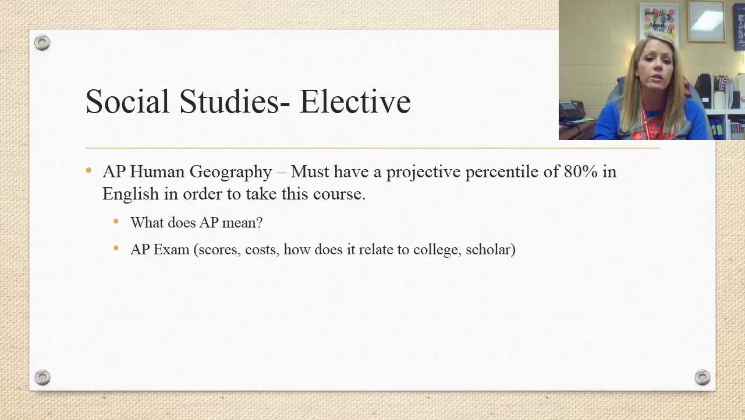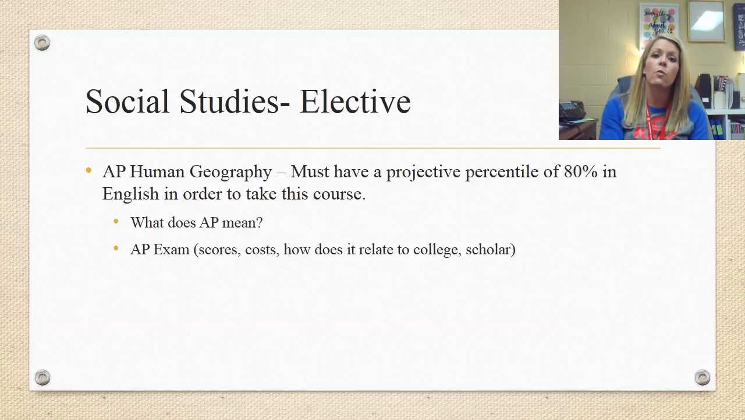This is an honors class. It's an AP class, which means advanced placement. What that also means is at the beginning of the year, let's say you're going to sign up for AP Human Geography. It's a $40 fee. I'm like, what? $40 to take a class? That covers the cost of your AP exam. At the end of the semester, you take an AP exam.